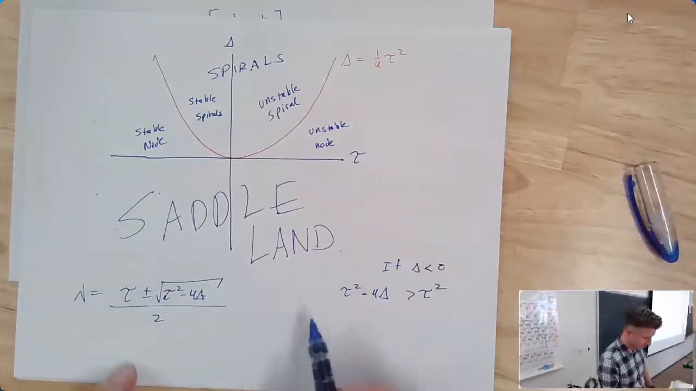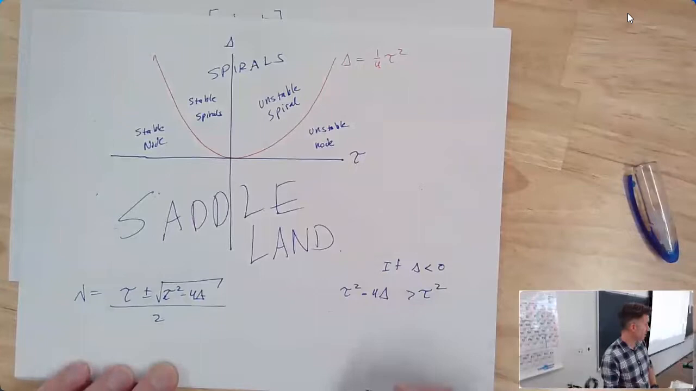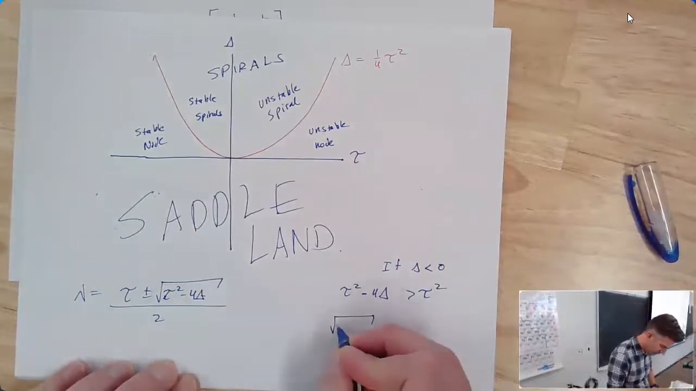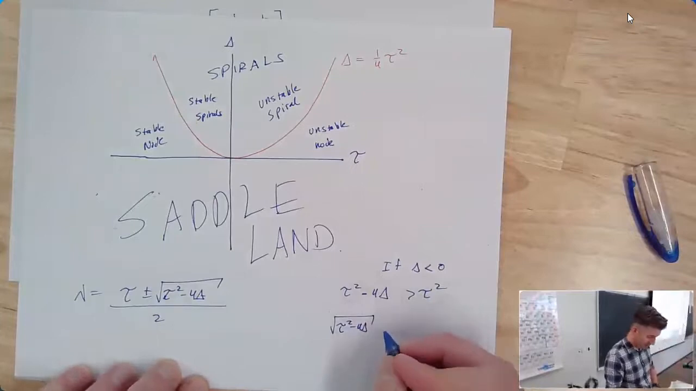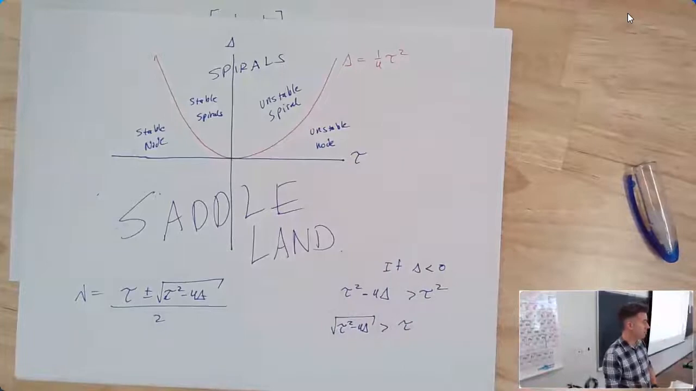Okay, now check this out. I have a number that's bigger than tau squared, and I'm taking the square root of it. So the square root of tau squared minus 4 delta, where delta is negative, is bigger than the square root of tau squared, just tau. Technically, it's the absolute value of tau.